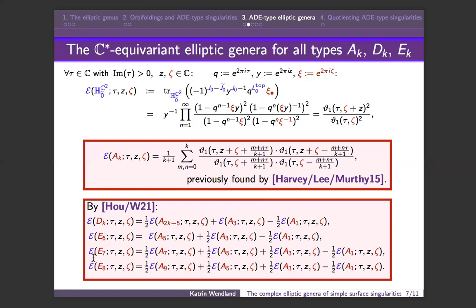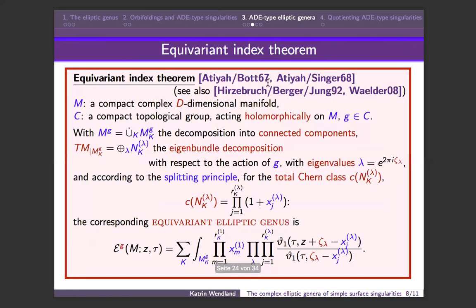But what about the geometric counterpart now? A priori, we can be optimistic because this idea of introducing equivariant versions of indices is, of course, also widespread in mathematics. There's ample literature on equivariant index theories. It all goes back to Atiyah-Bott and Atiyah-Singer at the end of the day. And here's the version that we would like to use. If M is a compact d-dimensional manifold and G is a compact topological group acting holomorphically, then we can introduce an equivariant index where the equivariance is given by a twisting by any group element here.